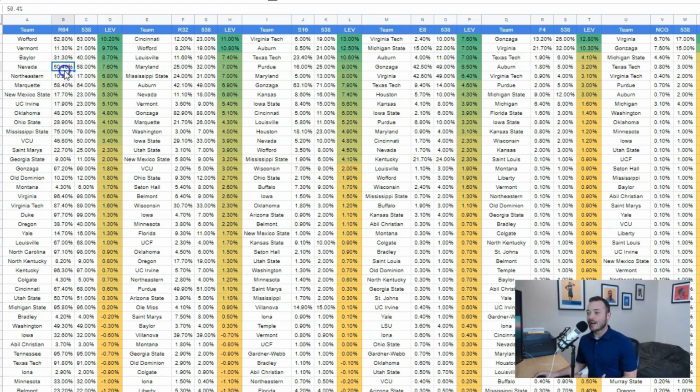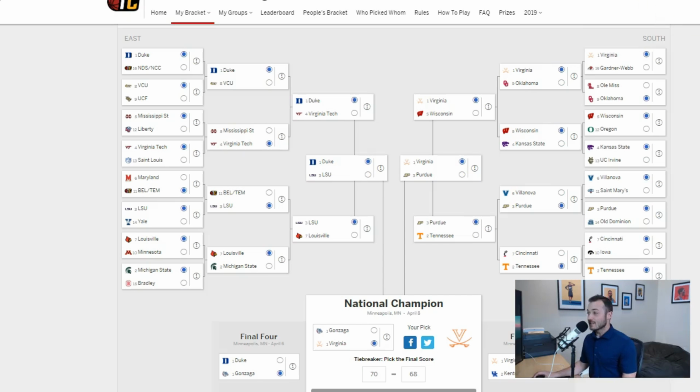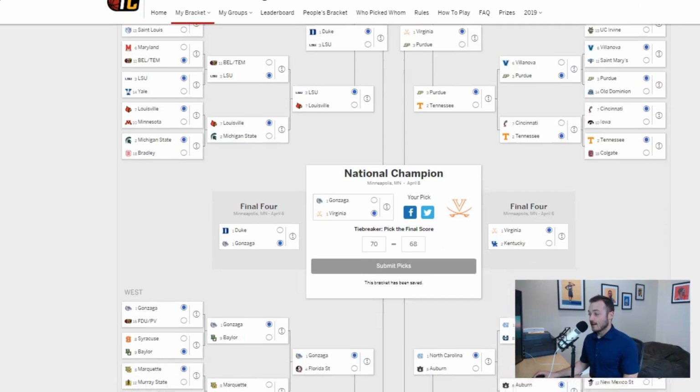So if we keep going down, Nevada, 50% of the brackets have them winning in the first round, but 538 has them winning 58% of the time, which is almost 8%. So what I did is I went through all of the first round matchups to find the highest leverage points, and then also chose my final four and my champion by using the highest leverage items. And I will show you, this is my optimal bracket.